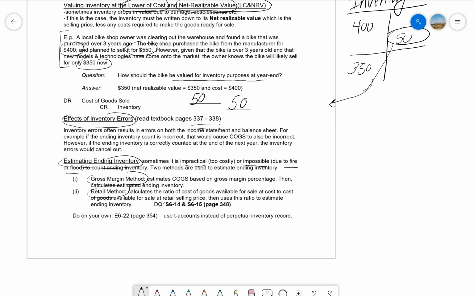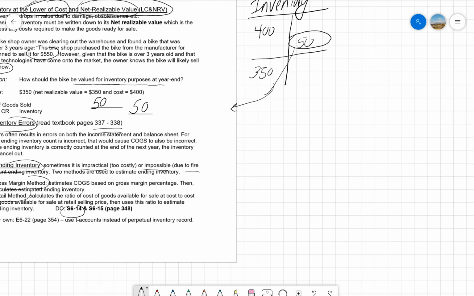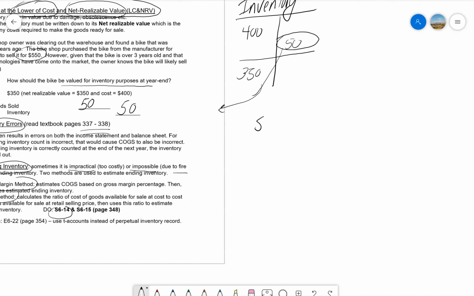We're going to work on the gross margin method first, starter 6-14. So have a look at page 348 and look at starter 6-14. Pause the video here, read starter 6-14, and then once you've read the question, come back to the video and then we'll work through the problem together. So let's have a look at starter 6-14.